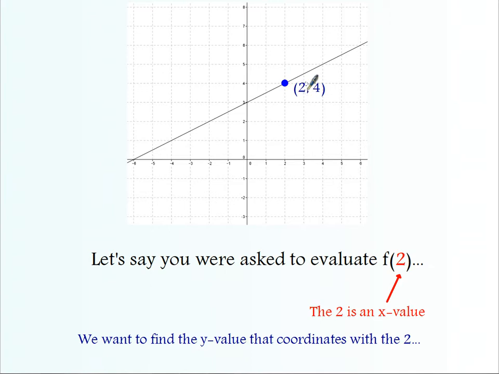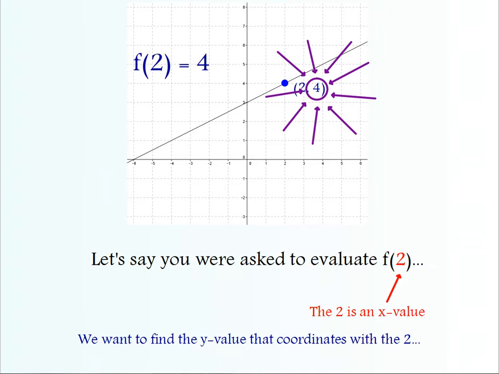2 is my input or my domain number. 4 is its coordinating y value. The 4 is part of my range, and it's also what I'm looking for when I'm asked to find f of 2. So that 4 is hugely important to me so that I can say f of 2 equals 4.